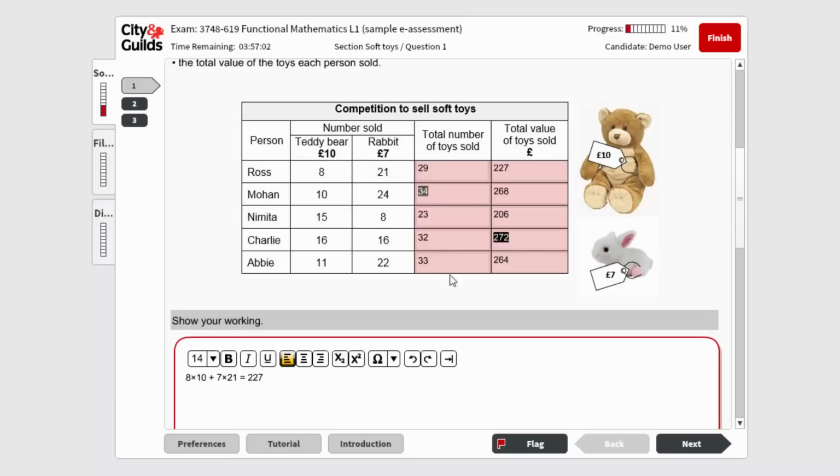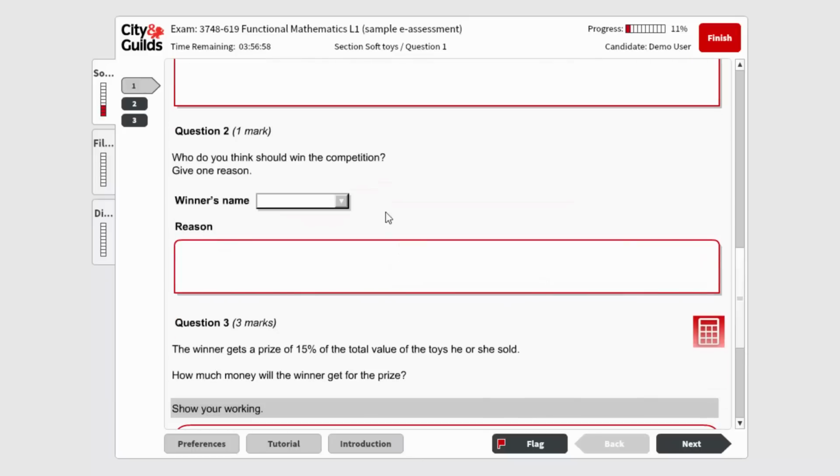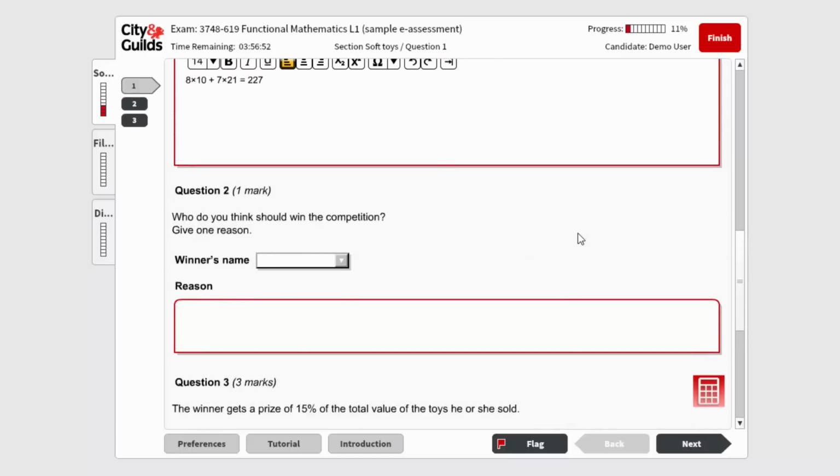Now, this question has asked us to pick who won the competition. One person has sold more toys than anyone else, that was Mohan, and one person has made a greater value of sales, which was Charlie. You can pick either one as the winner. It doesn't matter. There are two possible options there. You can pick the person who sold the most toys, or you can pick the person who made the most money. What matters is that you then put the correct reason in.